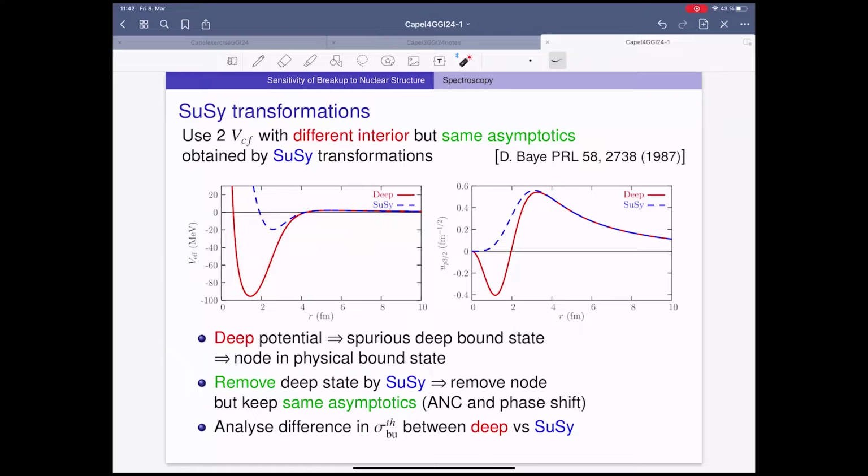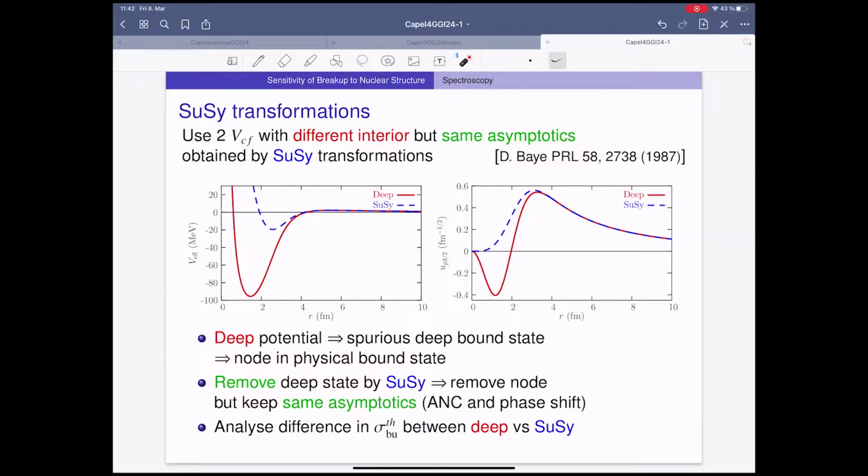What happens? You have a deeply bound state. It means that you have a node in your wave function. The radial wave function has a node. This is the physical wave function, the wave function for that loosely bound state. But because there is a deeply bound state in the same partial wave, there must be a node in the wave function that we care about. The reason for that is that the two have to be orthogonal to each other, so they have to cancel when you project one on the other. Okay, so this is the one obtained with the deep potential. And now the magic is you use Daniel's tool.